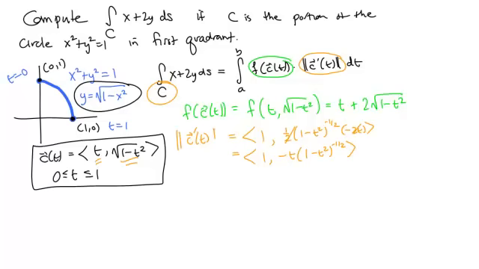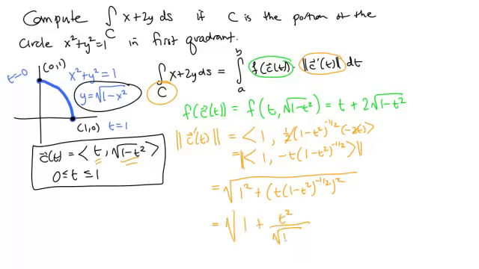Then we can take the magnitude of this expression, which is nothing more than the square root of the sum of the squares of the pieces. 1 squared plus t times 1 minus t squared to the minus 1/2 power, squared. So let's see what that is. That's 1 plus t squared over the square root of 1 minus t squared, squared. The square root and the square cancel, and we're focused on the square root of 1 plus t squared over 1 minus t squared.